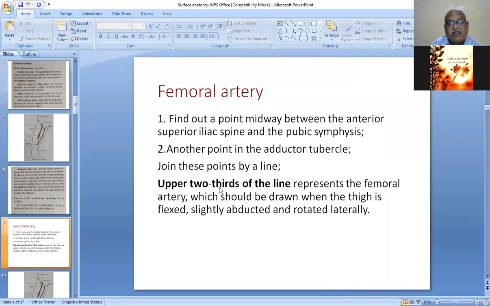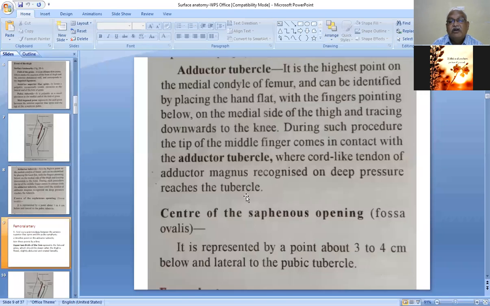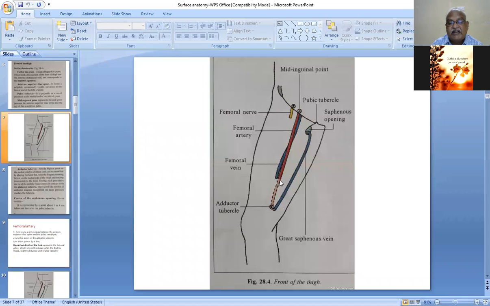Now, the upper two-thirds of the line represents the femoral artery, which should be drawn when the thigh is flexed, slightly abducted and rotated laterally. But what about the lower one-third? The lower one-third is present in the adductor canal. It is going to the posterior aspect. That's why it is shown as a dotted line.